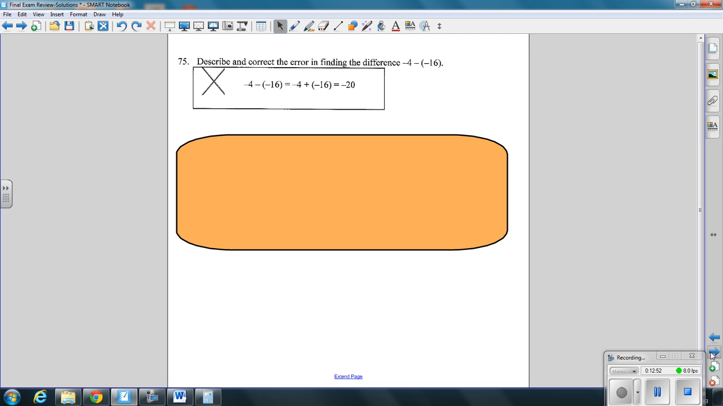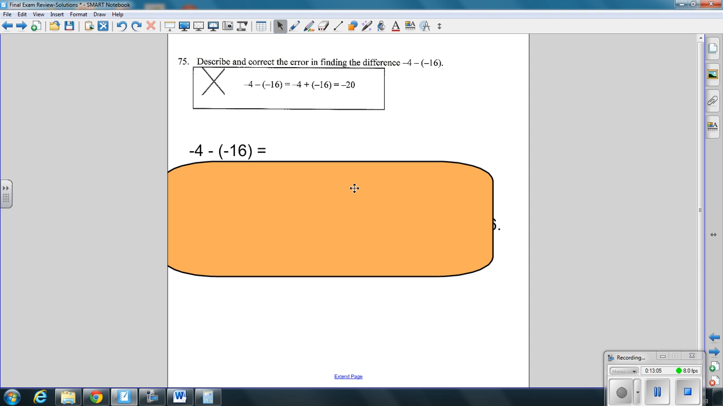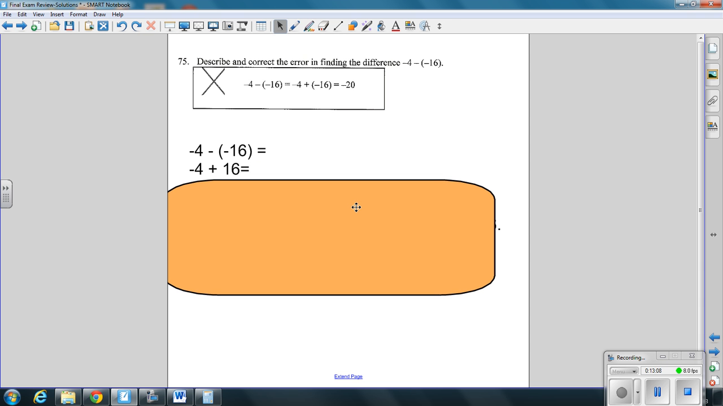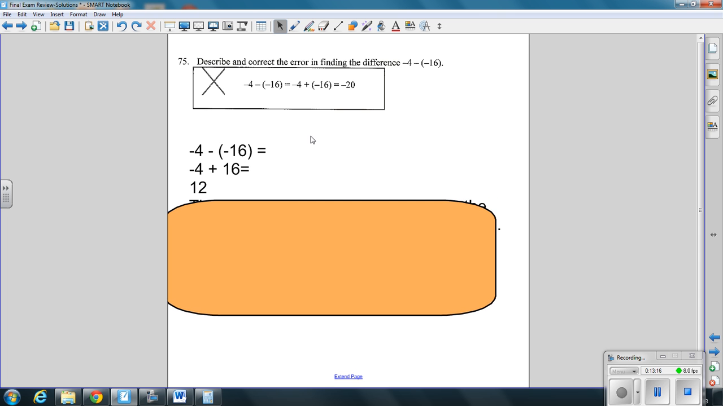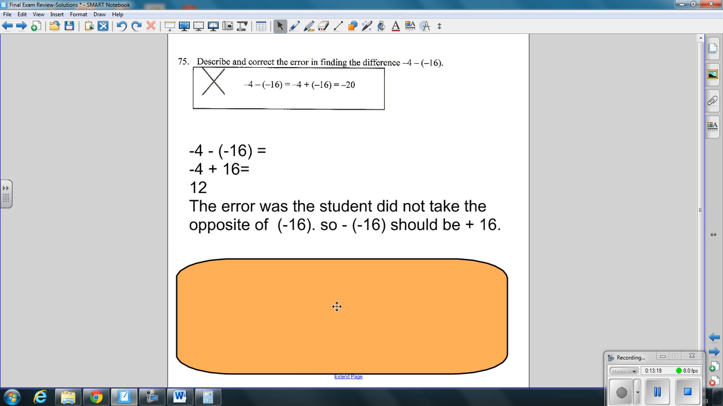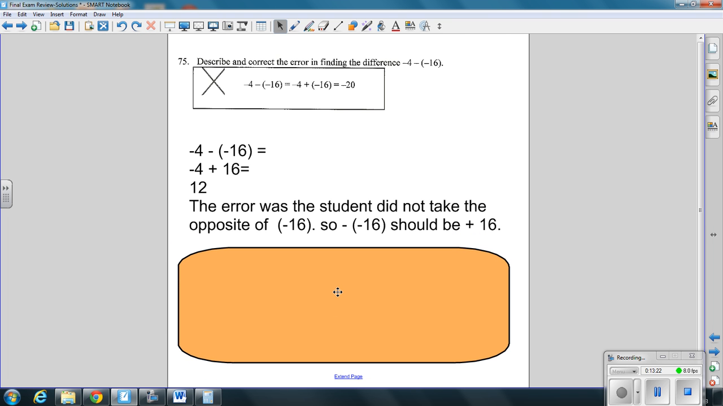75. Describe and correct the error in finding the difference of negative 4 minus negative 16. Remember what minus means. Add, take opposite. So negative 4 minus negative 16 really means negative 4 plus opposite, or plus 16. Signs are different. I subtract, so I get 12, not negative 20. The error was the student did not take the opposite of negative 16. So the minus negative part should be positive 16, or plus positive 16.